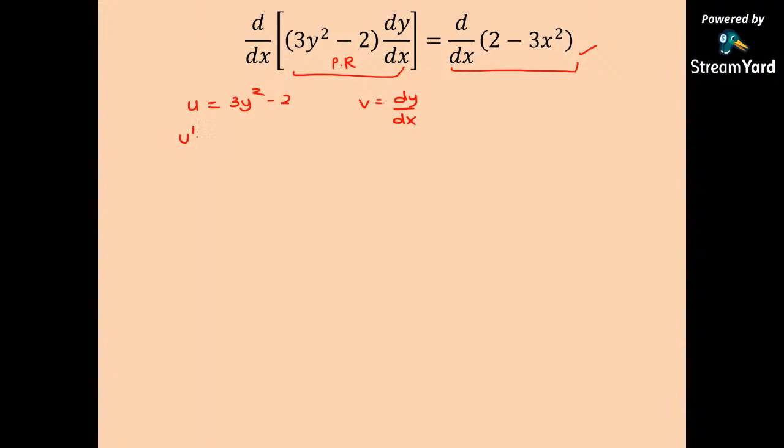Okay, so differentiating 3y squared, we need to use the chain rule for them. So this is d over dy of 3y squared multiplied by dy over dx. Differentiating 2, it will become 0. Okay, so now differentiating 3y squared, this is 6y dy over dx. So v is equal to dy over dx. v prime is d2y over dx squared. And then we're going to use the product rule for them: u v prime plus v u prime.